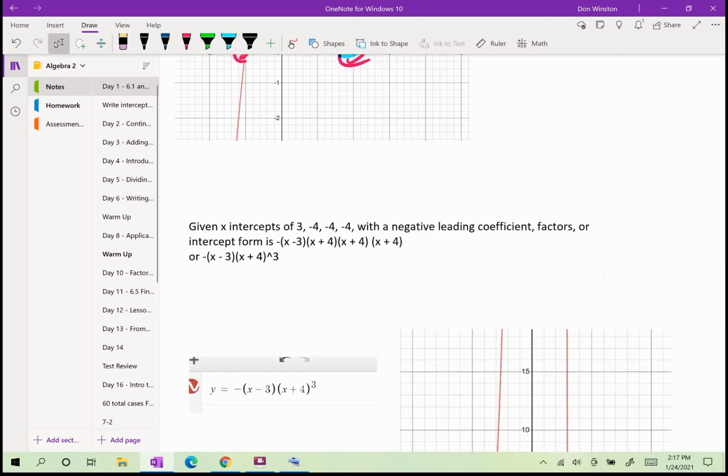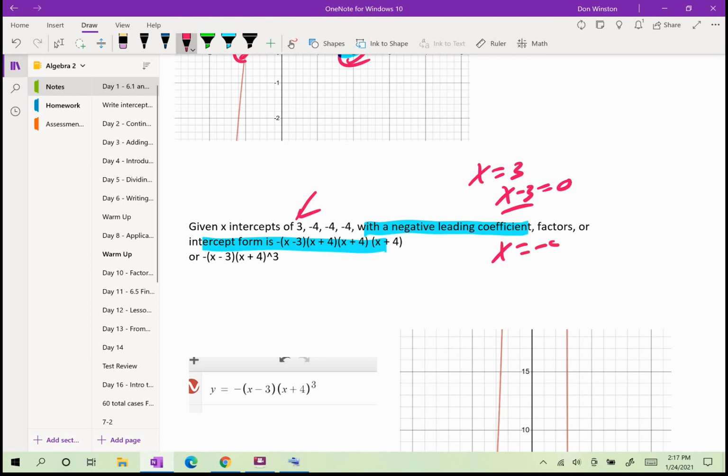And given x-intercepts of 3, -4, -4, -4, this now will have a negative leading coefficient. Factors or the intercept form, again, so if my 0 was x is equal to 3, my factor would be x minus 3 equals 0. That would be my factor. If my 0 was x is equal to -4, my factor, if I add 4 to both sides, would be x plus 4. So I have 3 x plus 4s, so that's going to be x plus 4 cubed. And then I have an x minus 3.